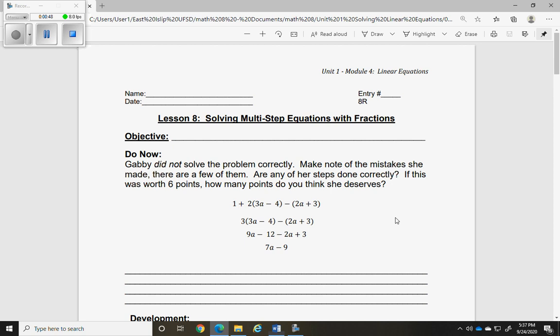So the do now says that Gabby did not solve the problem correctly. And we have to make note of the mistakes she made. There are a few of them. And are there any of her steps that were done correctly? And if this was worth 6 points, how many points do you think she deserves? So this is like the predicament I'm in when I'm grading your tests. I really do have to look and see, what did you do? What did you do right? What kind of mistakes did you make?